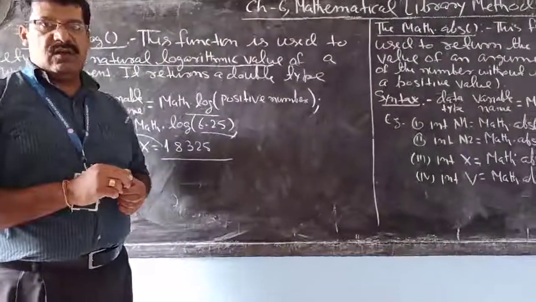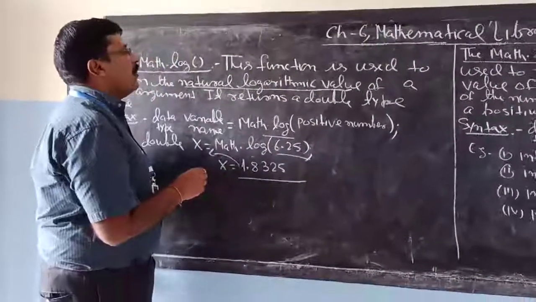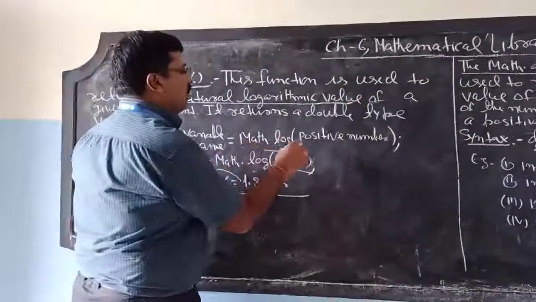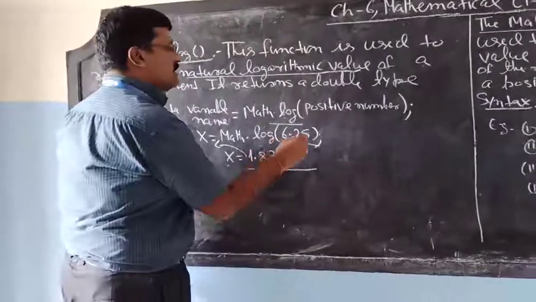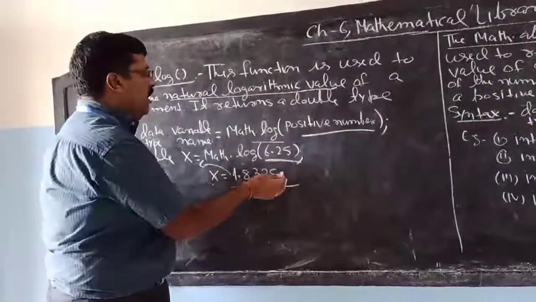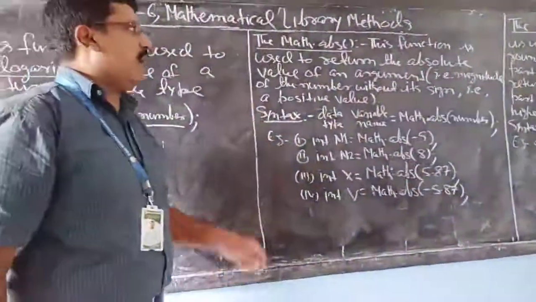So it finds the natural logarithm of the number. Remember the syntax: data type, variable name, math.log and a positive number. And at the positive number, give the number of which you want to find the logarithmic value, and it will find it. Next function is the math.abs function.